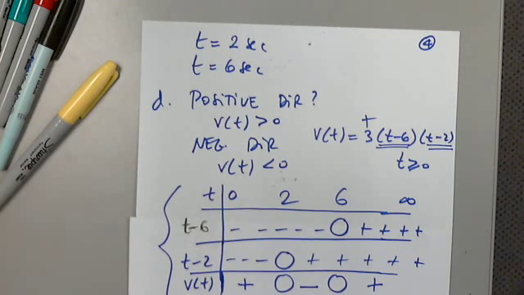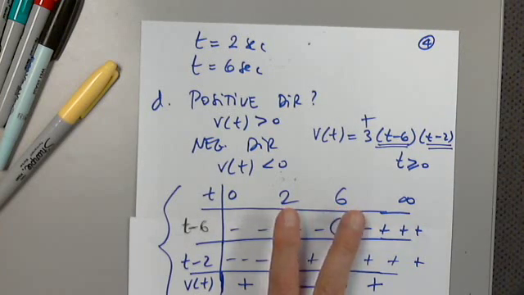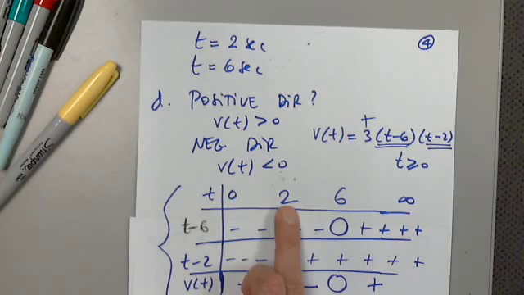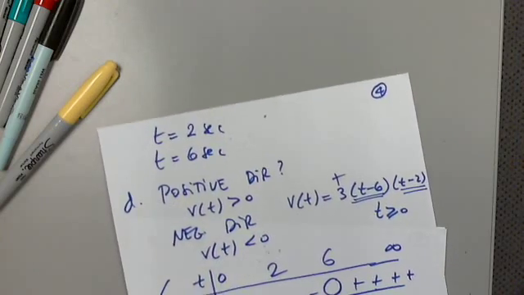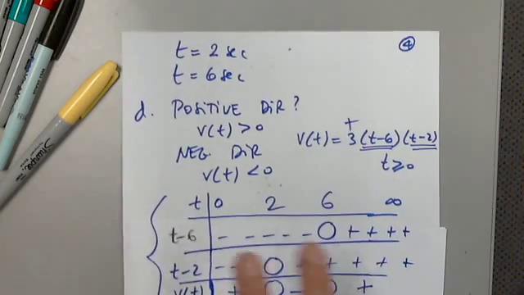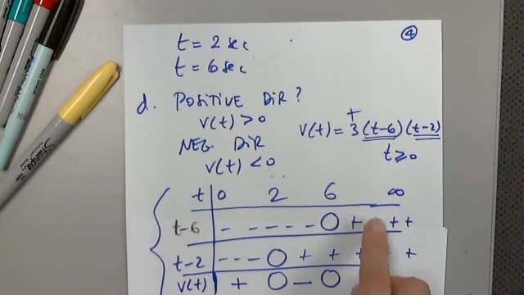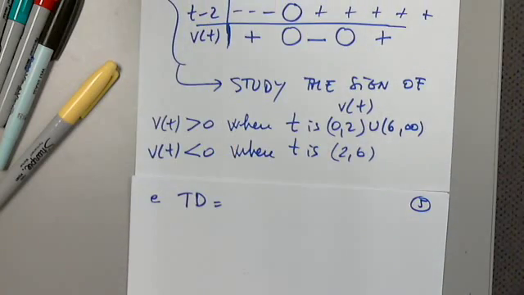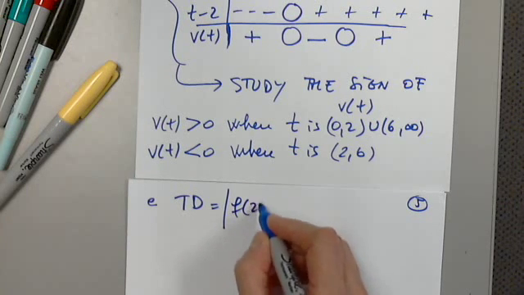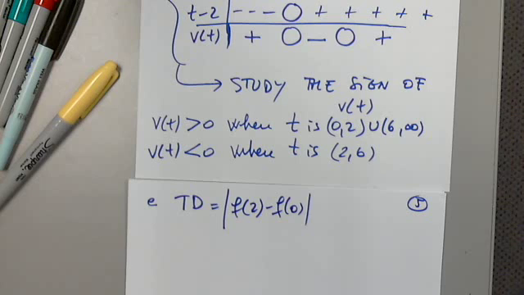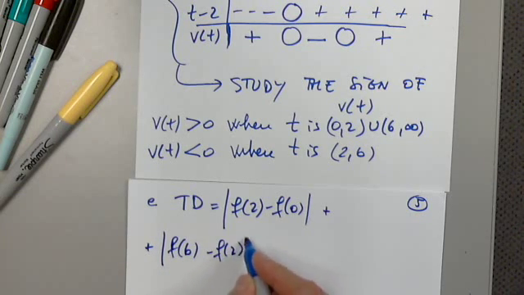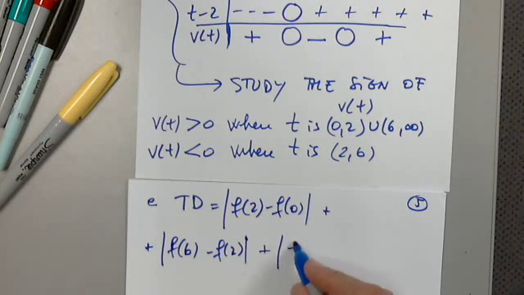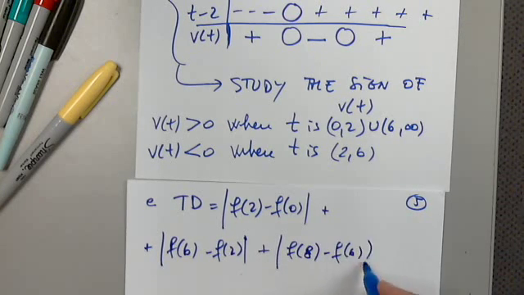but it doesn't matter. The particle continues to accumulate distance, right? So that will be F of 6 minus F of 2. And we're asked between 0 and 8 seconds, so there will be a third piece, F of 8 minus F of 6. And we do have to use absolute value. So the absolute value of F of 2 minus F of 0, because we are accumulating distance no matter which direction the particle is going, plus the absolute value of F of 6 minus F of 2, and plus the absolute value of F of 8 minus F of 6.